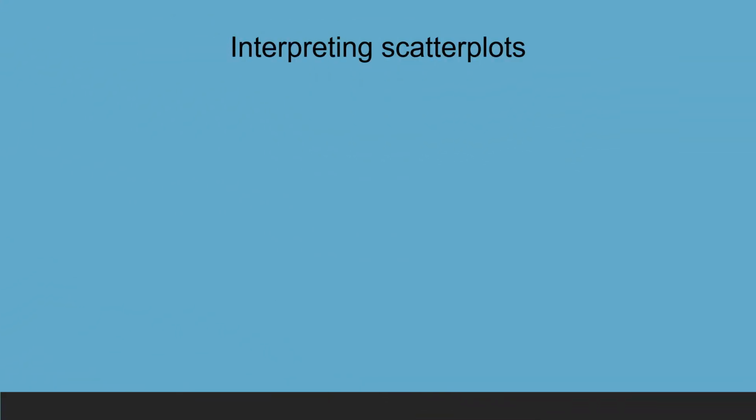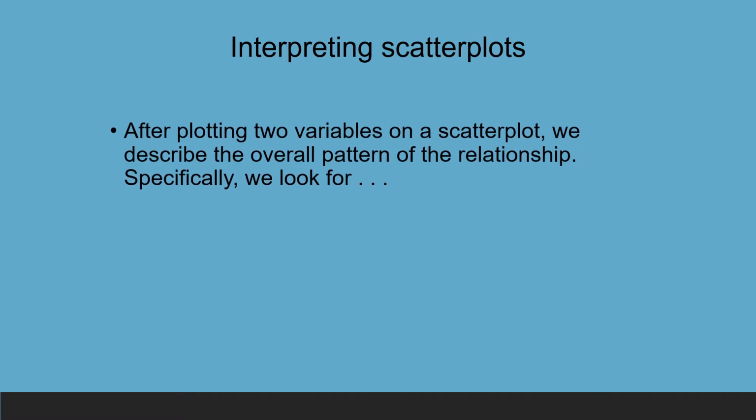Now, how are we going to interpret these scatter plots? After plotting the two variables on a scatter plot, we can describe the overall pattern or the relationship of the two variables. In that, we can look for the form of the pattern, the form of the points or the graph. We can say whether it is linear, it is described as a curve, or it is all clustered like a cloud, or there is no pattern at all.